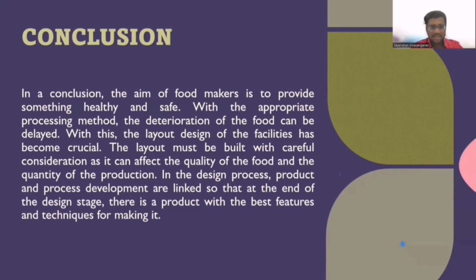In conclusion, the aim of a food maker is to provide something healthy and safe. With the appropriate processing method, the deterioration of the food can be delayed. With this, the layout design of the facility has become crucial. The layout must be built with careful consideration as it can affect the quality of food and the quality of production. In the design process, product and process development are linked so that at the end of the design stage, the product has the best features and techniques for making it.